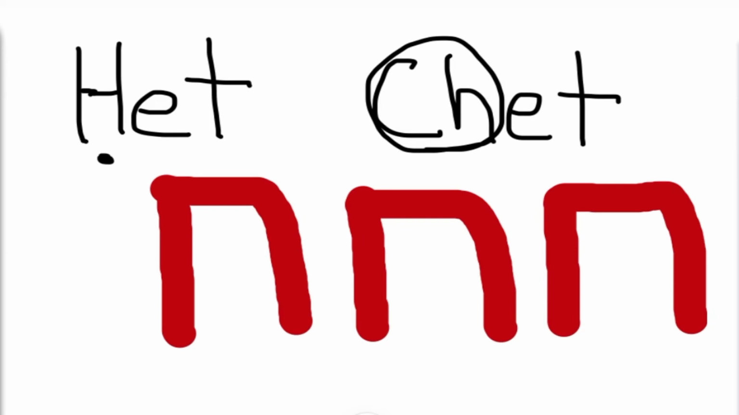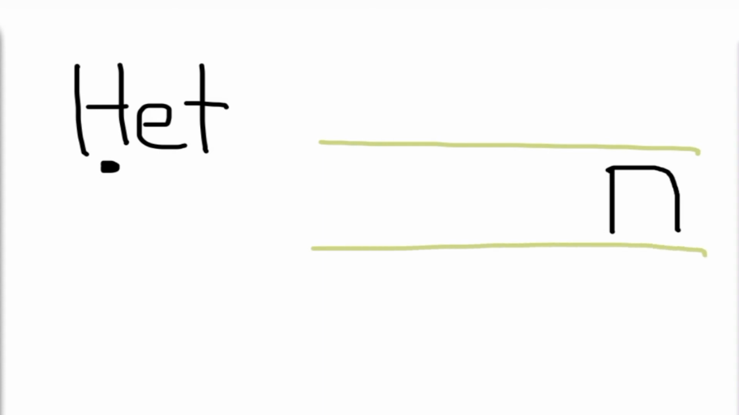Okay. Let's practice. Let's do the het. You can write it like this if you want, or if you don't want to write the dot, that's okay. Het. And it does go in between the two lines. Let's make this a different color. So here are two lines if you have lined paper, and the het is going to go in between there.